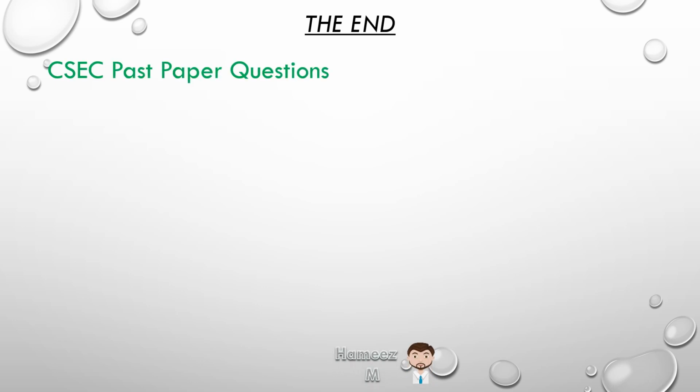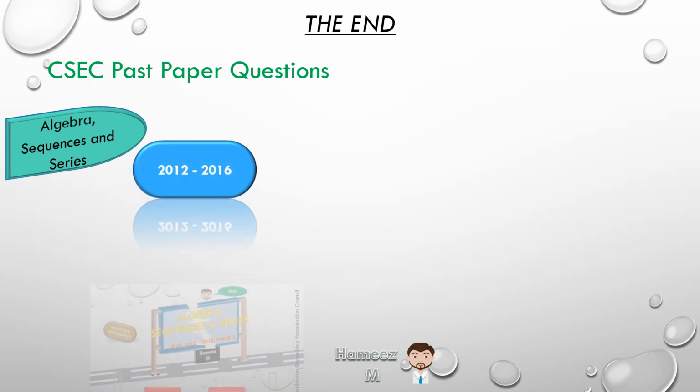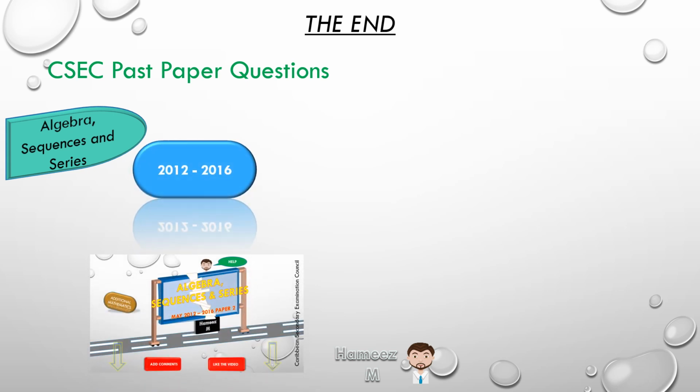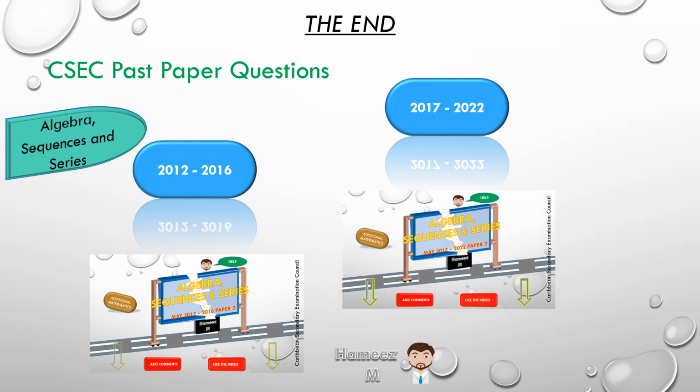We've now come to the end of CSEC past paper questions in section 1, Algebra, Sequences and Series, in the subject of Additional Mathematics. We've completed past paper questions from 2012 until 2016, five years in this section, and our next video will be from 2017 until 2022.